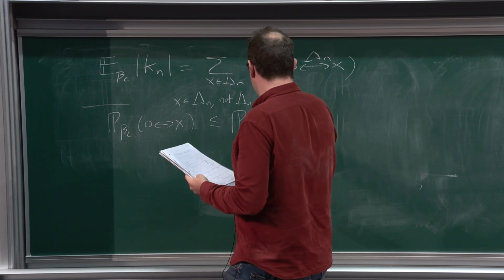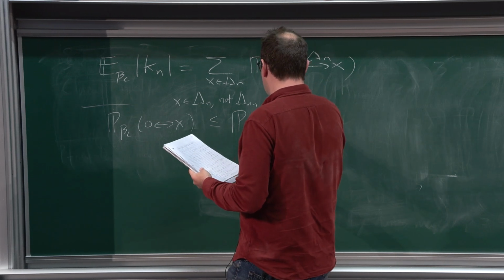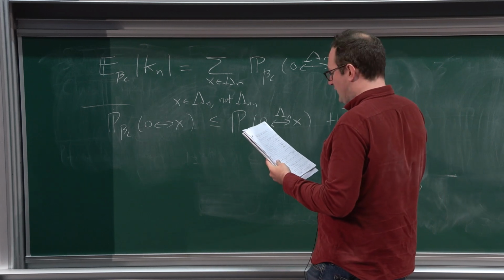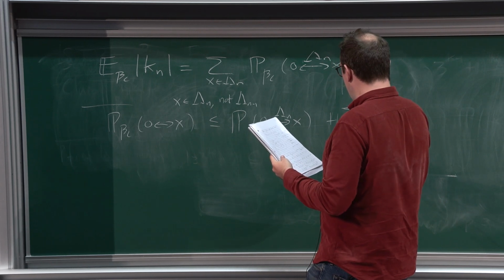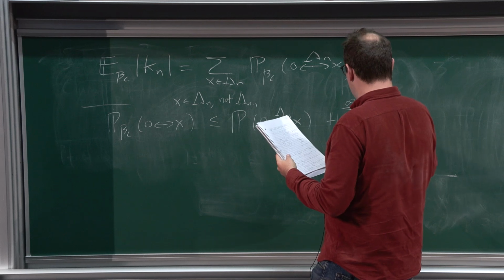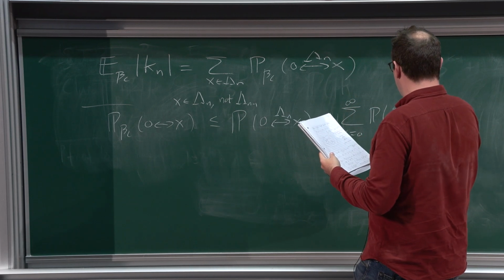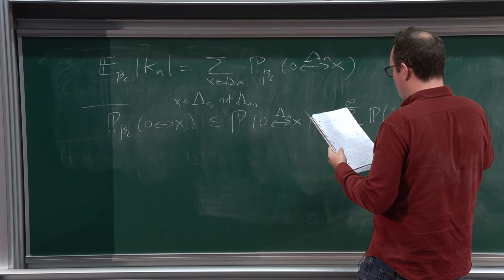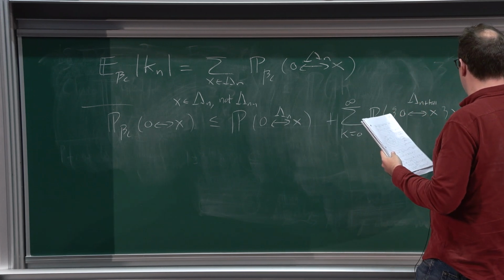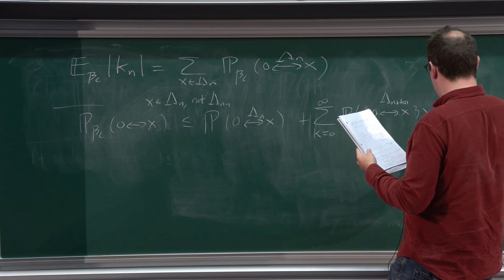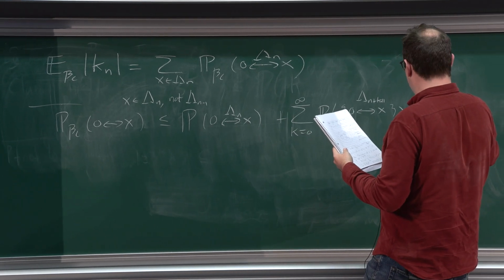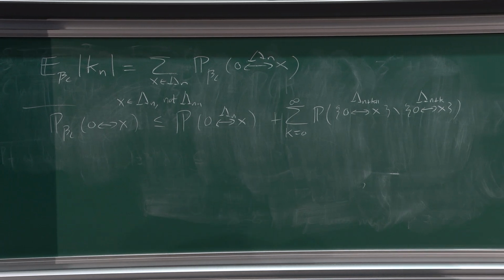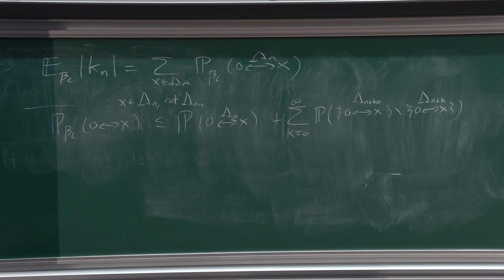Okay, so one way I can be connected to X is in this first possible way. Otherwise, I'll take the sum of the probability that the origin is connected to X in scale n plus k plus 1 and not in scale n plus k. Of course, this first quantity I already have a bound on, at least on average.